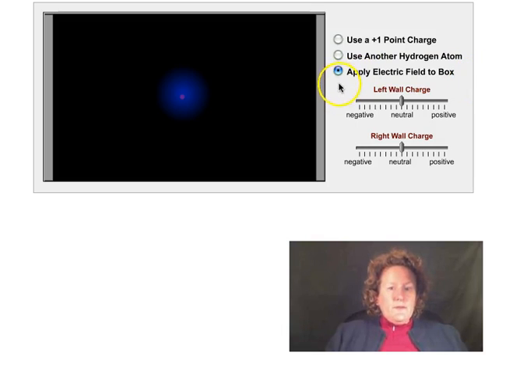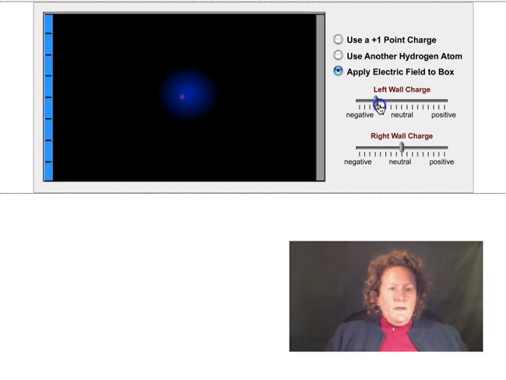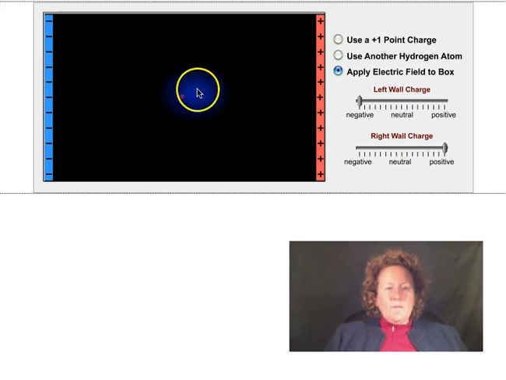Let's apply an electric field to the box first. As we charge one of the walls here, keep your eye on the probability map of the electron cloud here. Notice how that shifts. The negative here and the negative electrons, they repel each other. Let's give the right wall a charge. And that even pulls out the orbital more, as the negative electrons are attracted to the positive side of the wall here. Let's switch sides just to see.